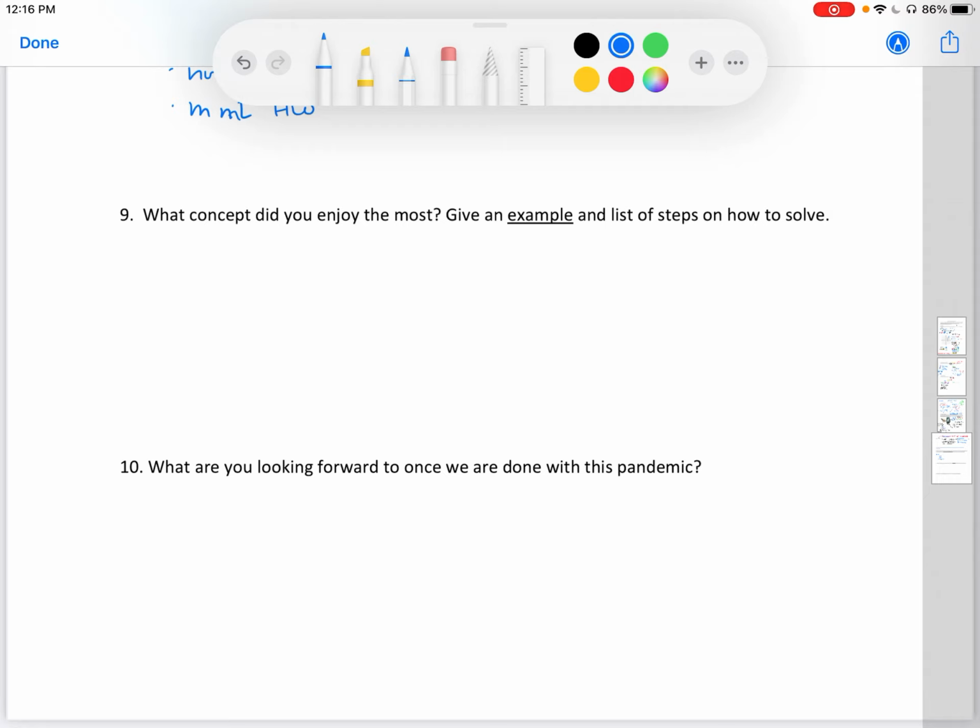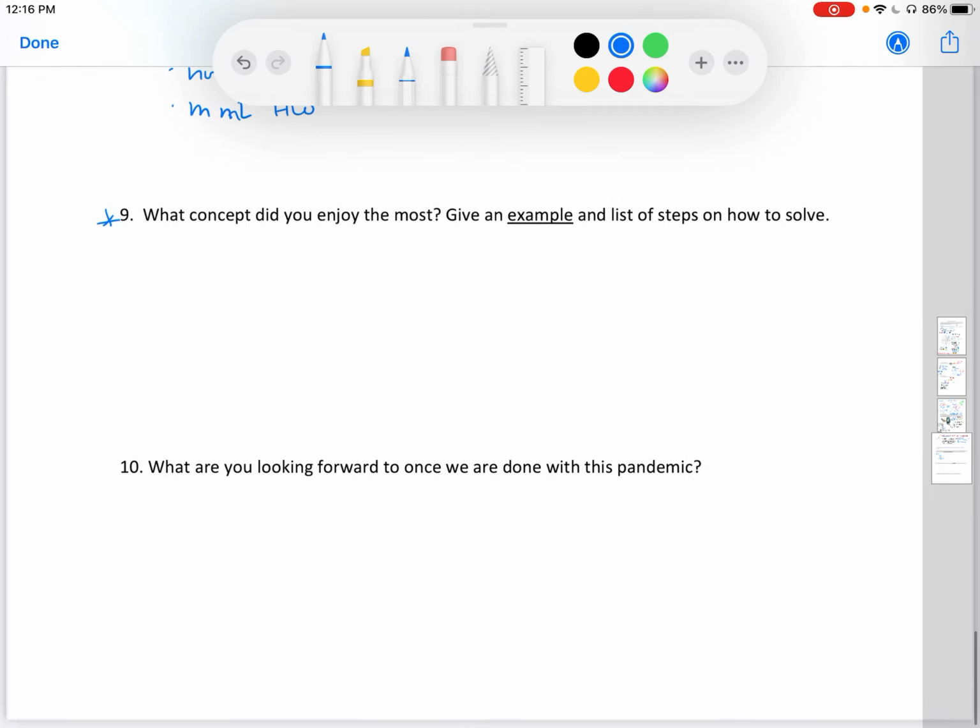9. What concept did you enjoy the most? Give an example and list of steps of how to solve it. I think it's important to reflect on what we learned, especially in math. I know sometimes it can be overwhelming, but we always learn so much and we can't take for granted everything we've learned, especially everything we liked. So tell me what you liked.